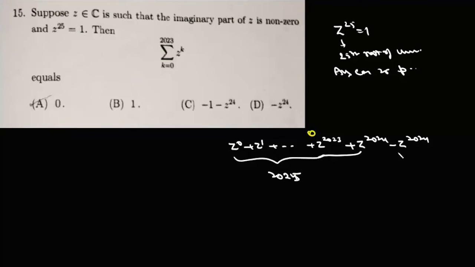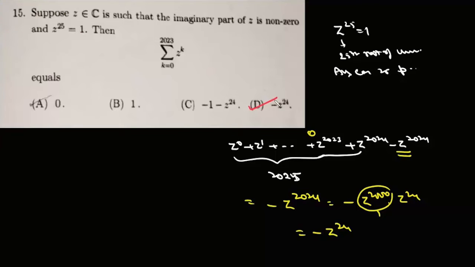So what will remain is this expression, which is minus Z to the power 2024. Now we can write this as minus Z to the power 2000 into Z to the power 24. Now 2000 is a multiple of 25, so that will be 1. So this value is minus Z to the power 24, and that's your option D. We have discussed all this in nth root of unity.